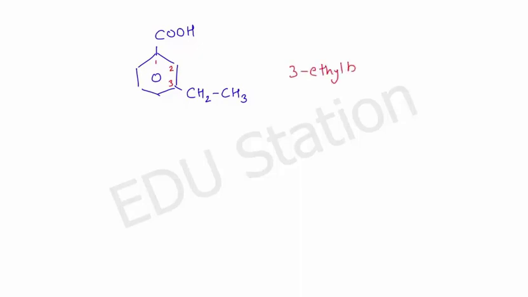Say we have this structure. This is a very simple name, so you will have 1, 2, 3. So this will be 3-ethylbenzoic acid.